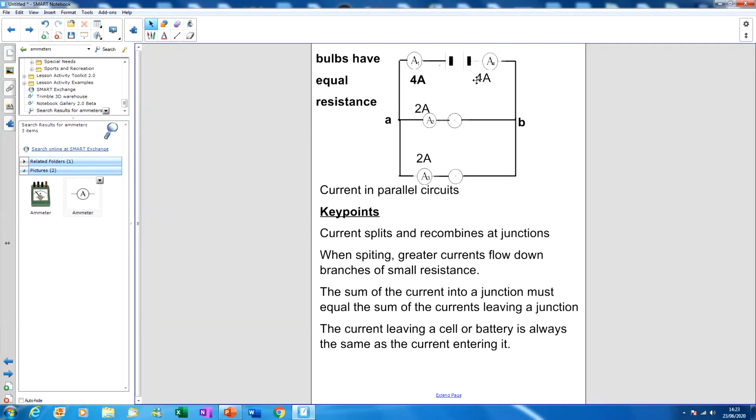And you know when you've got this right, because the current out of the positive terminal will be the same as the current going into the negative terminal. So I've got 4 amps coming out of the positive terminal and 4 amps going into the negative terminal. So that's right. So please stop or pause the video and note down these key points.